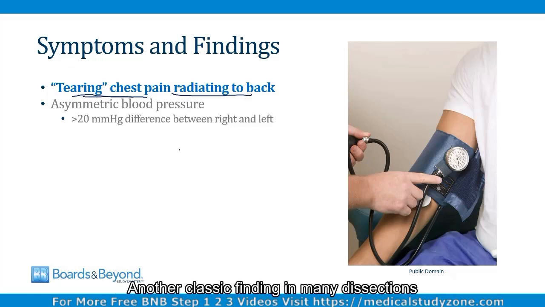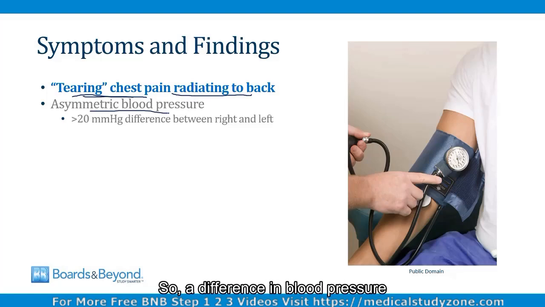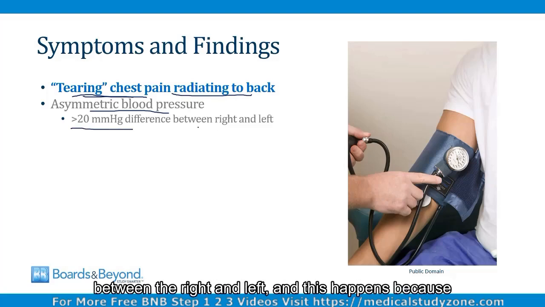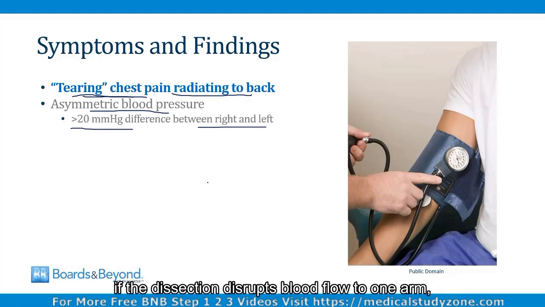Another classic finding in many dissections is asymmetric blood pressure, so a difference in blood pressure of more than 20 millimeters of systolic pressure between the right and left. And this happens because if the dissection disrupts blood flow to one arm but not the other, then the blood pressures are going to be different in the two arms.